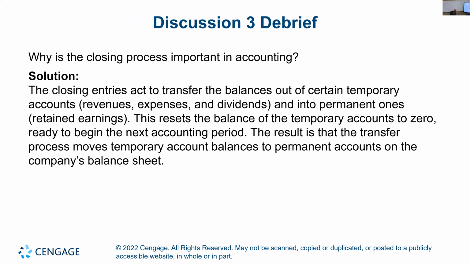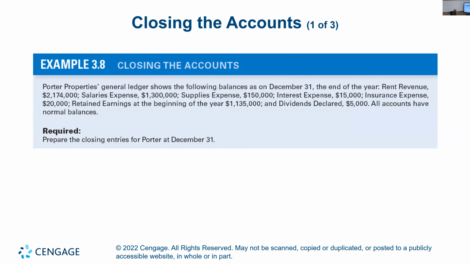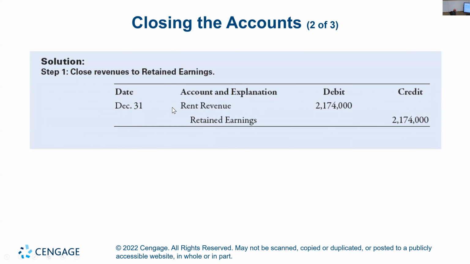You can read through why it's so important, but basically you don't want to have your revenues and expenses carried to the next period because they are period items. That could really upset how your income statement looks. So here we go. We show the balances. We have some revenue, expense, expense, expense, expense, retained earnings, and dividends declared. All accounts have their normal balances. So we are going to close it off. The first thing we do is close revenues.